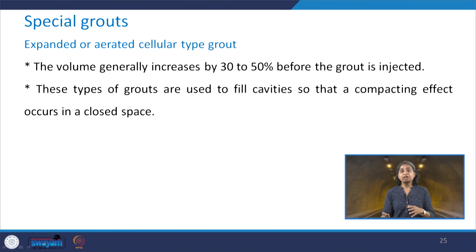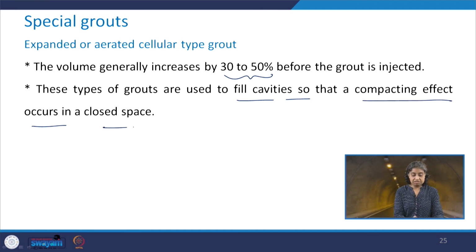The volume generally increases by 30 to 50% before the grout is injected. These types of grouts are used to fill the cavities such that the compacting effect occurs in a closed space. So, this was all about some aspects related to different types of grouts.